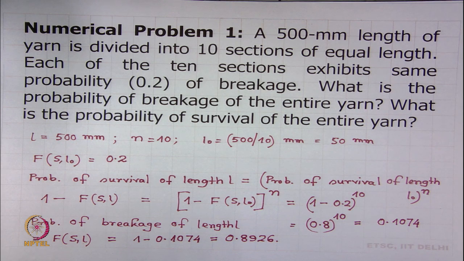So, this is the answer to the first part of the problem. What is the probability of breakage of the entire yarn? The probability of breakage of the entire yarn is 0.8926. So, this is the solution of the first problem.